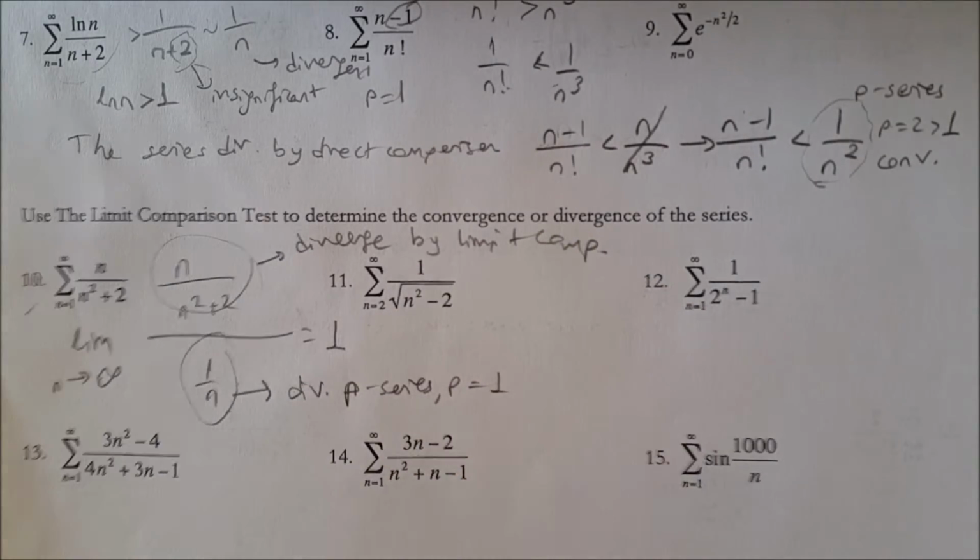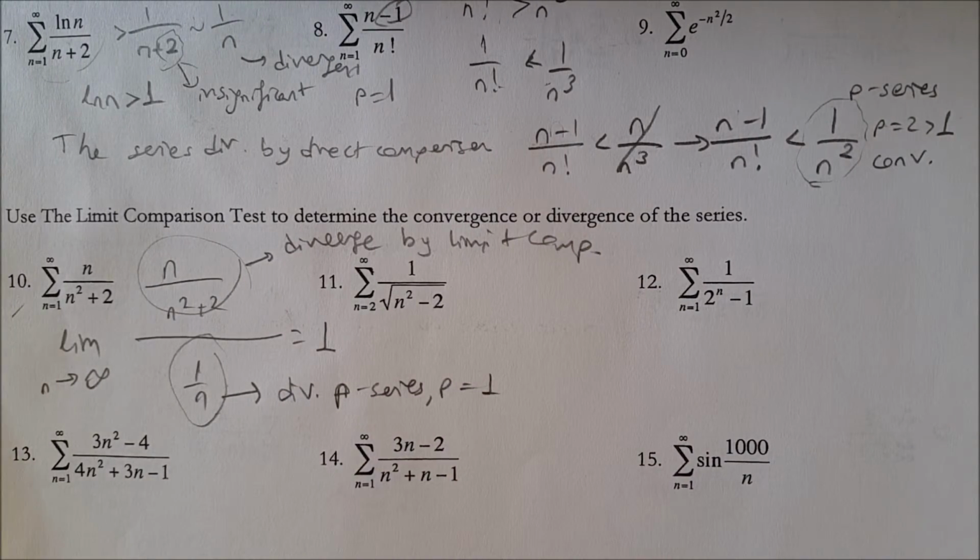It's the same logic. It's just that instead of saying that plus 2 is insignificant, you compare it to another function, and then you take the limit as n goes to infinity, and you find a limit. If there is a limit, which in this case there is, then the top one will act like the bottom one. If one diverges, then the other also diverges. If one converges, then the other also converges. This is how this test works.